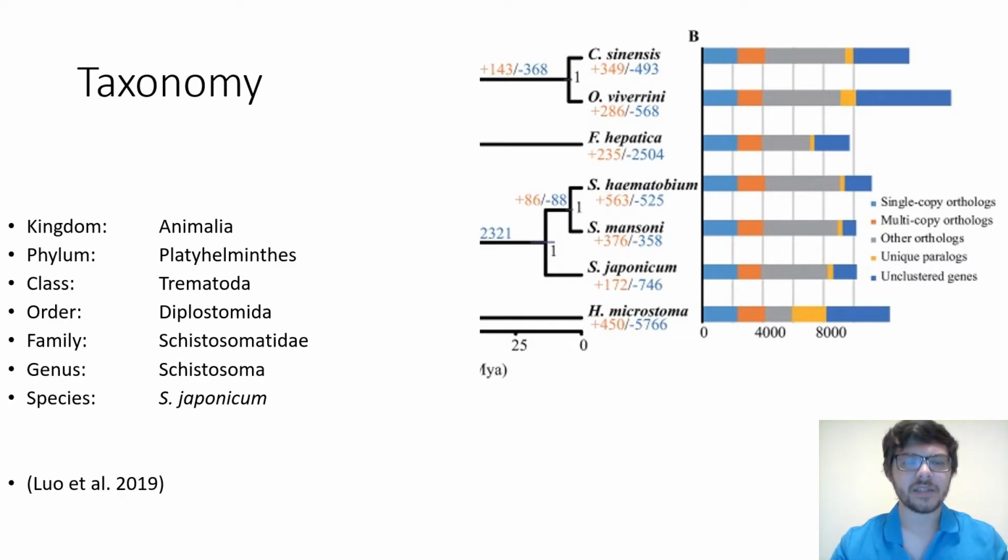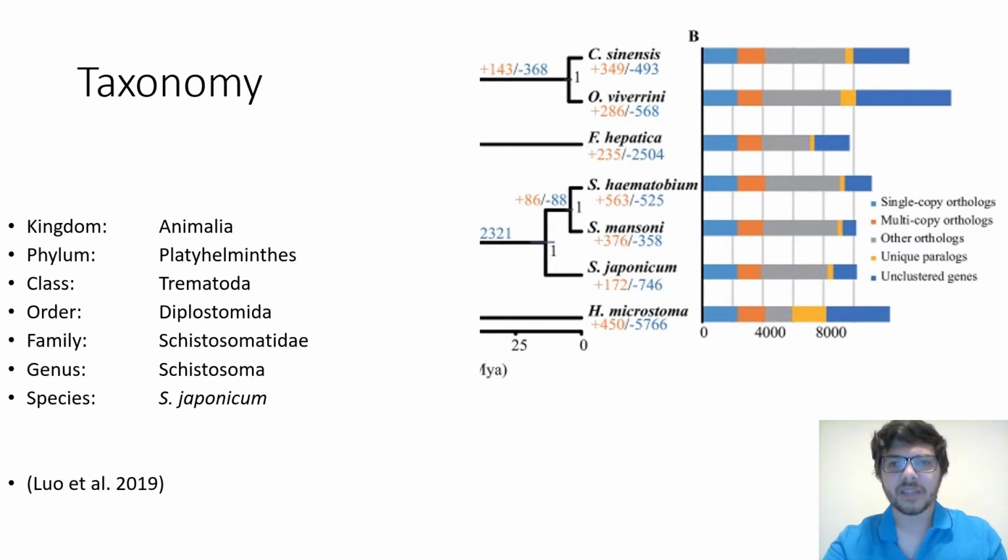All right, here is the taxonomy. You can see on the left the kingdom Animalia, phylum Platyhelminthes, that is flatworms, class Trematoda, order Diplostomida, might have said that one wrong. Family Schistosomatidae. These are long, interesting words. Genus Schistosoma, and then the species I'm looking at is S. japonicum.